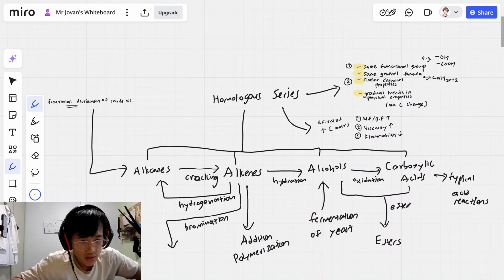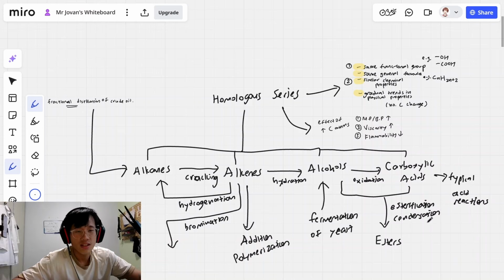Let's write what we learned first. Esterification. I think I also talk about condensation because remember I gave you the example on the water. Water is being removed. It's like how water condenses on the glass panels. Condensation. Through a condensation reaction. So esterification or condensation, and we get esters.